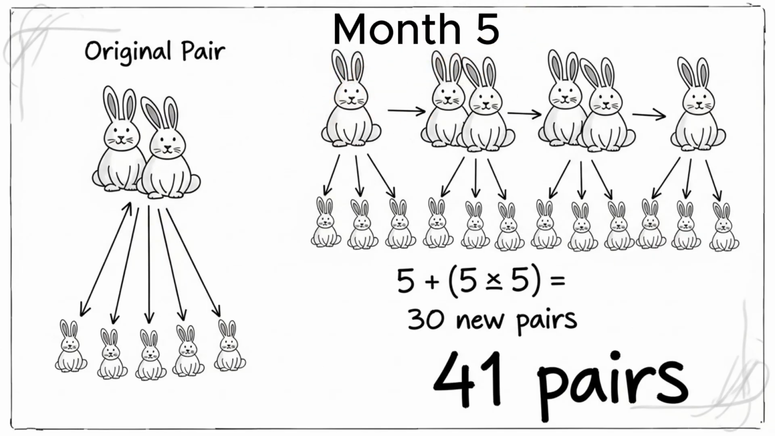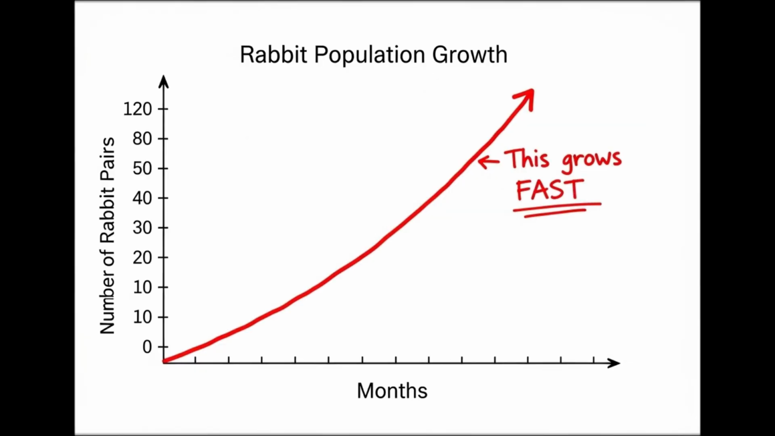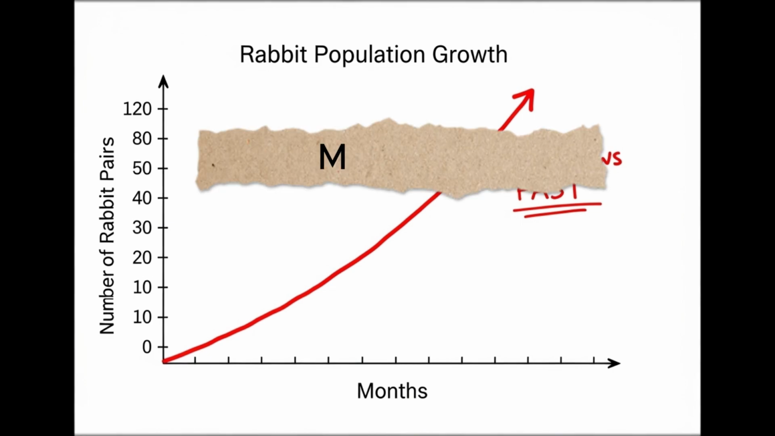Month 5, the original pair produces 5 new babies. The 5 pairs born in month 3, now they each produce 5 babies, which equals 5 times 5, which equals 25 new pairs. We have 11 from last month plus 30 new babies, that's 5 plus 25, equals 41 pairs. See the pattern? This grows fast. By month 36 with k equals 5, we're looking at over 2.4 quadrillion rabbit pairs.